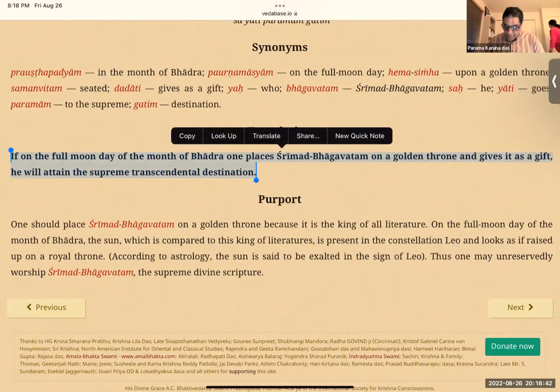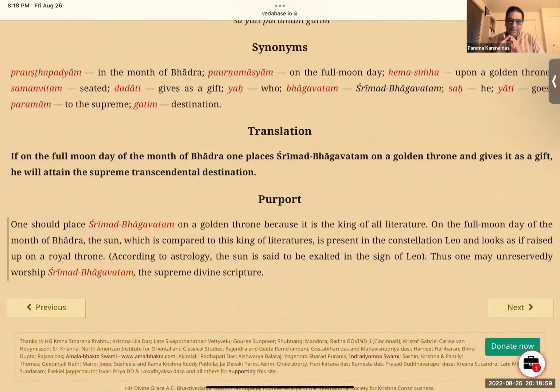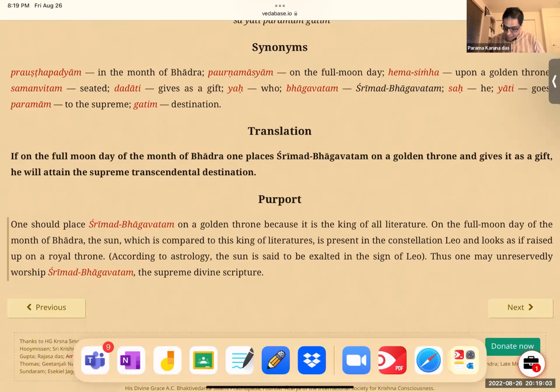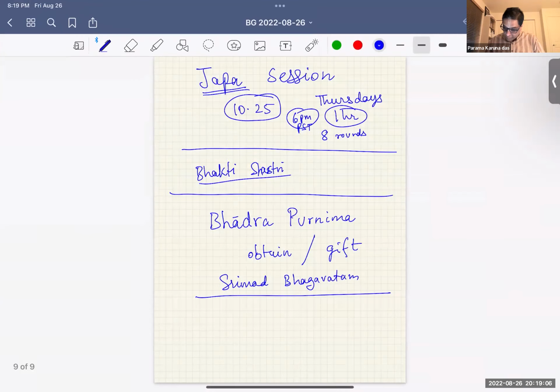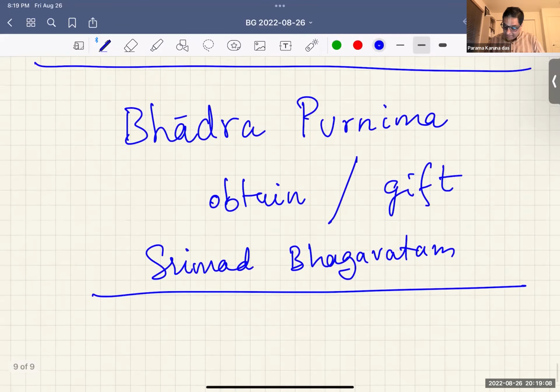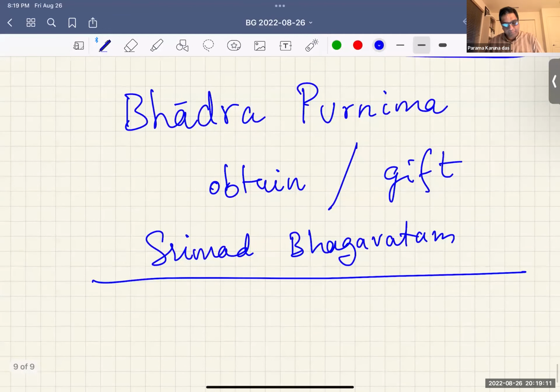If on the full moon day of the month of Bhadra, one places the Srimad Bhagavatam on a golden throne and gives it as a gift, you can gift it to yourself also. You don't have to gift it to someone else. He will attain the supreme transcendental destination. Very, very good. Now you can do this all year round, but especially Bhadra Purnima is a very nice occasion to obtain or gift Srimad Bhagavatam. Bhadra Purnima this year is on 10th September 2022.